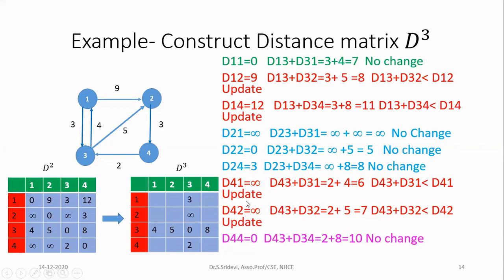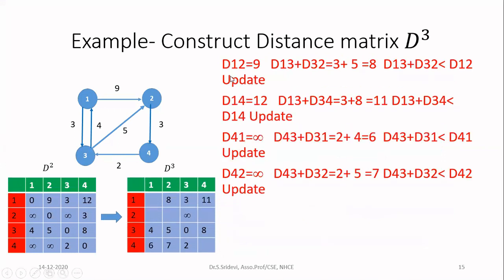So now let us go and change these values. So now D12, I have to update D12 because there is a reduction. So the old value of D12 is 9. That is, here you can see from D12 the cost is 9. But now I have to change it to the new cost 8. So under D12 you can write 8 now. Similarly, D14, the old value is 12, but the new computed value is 11. So in D14, we can write now 11.